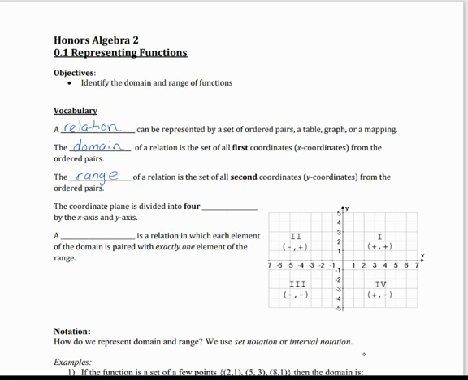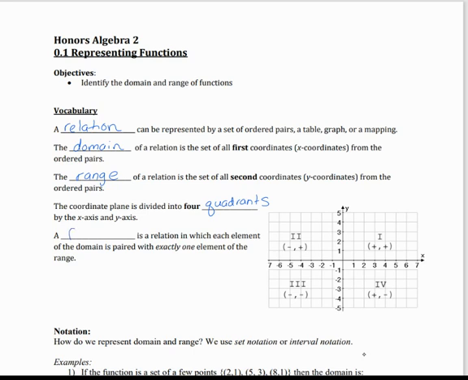Now, the coordinate plane is divided into 4 quadrants. And you can see to the side here, we have a coordinate plane and our quadrant names. So quadrant 1 is in the top right, quadrant 2, top left, quadrant 3, bottom left, and quadrant 4, bottom right. We go in counterclockwise direction.